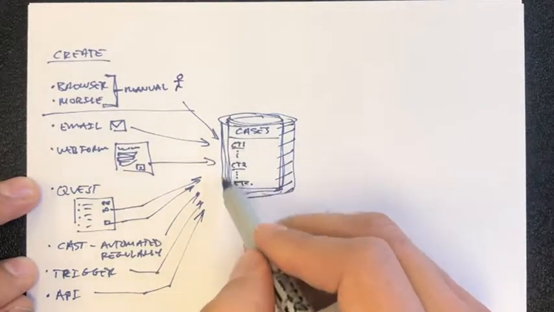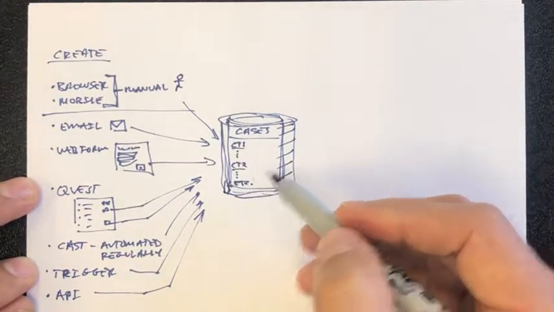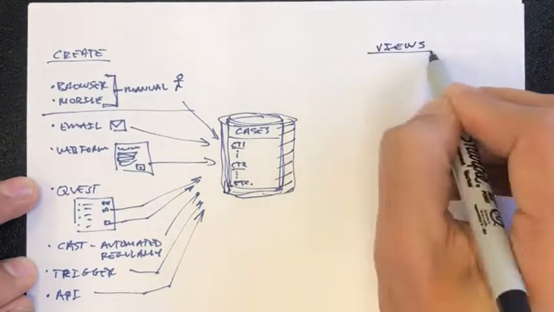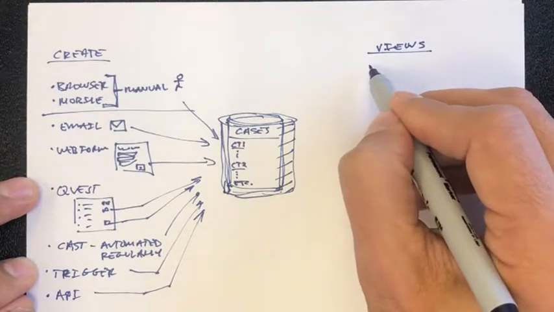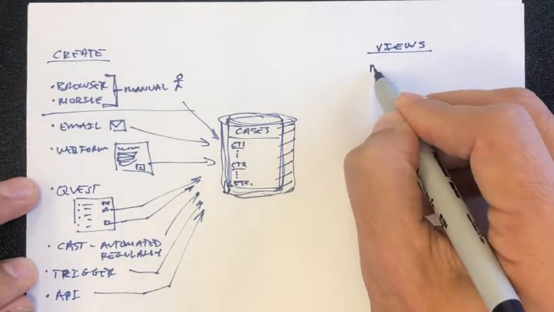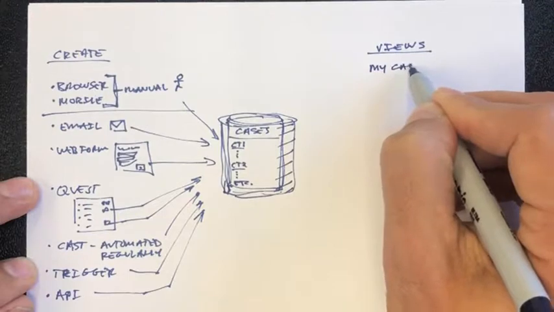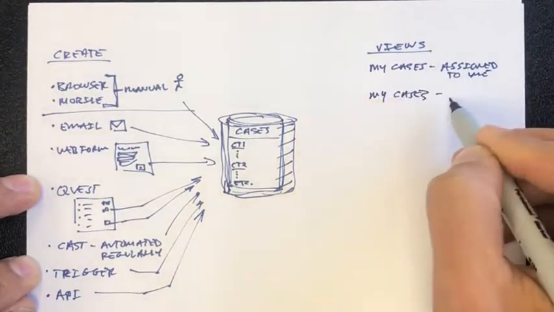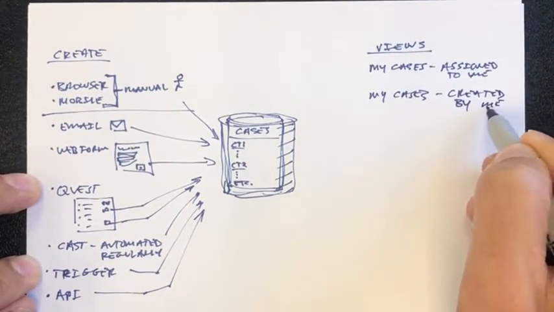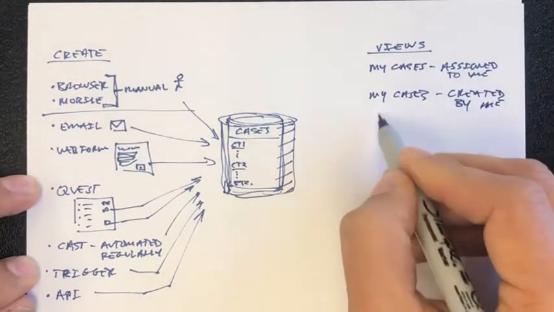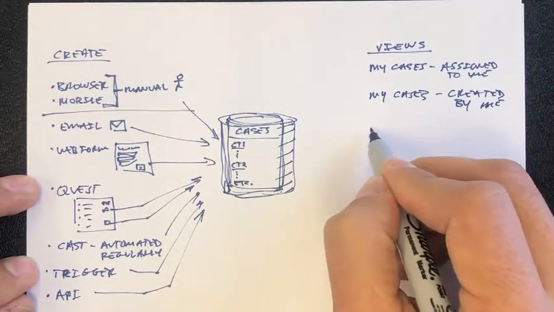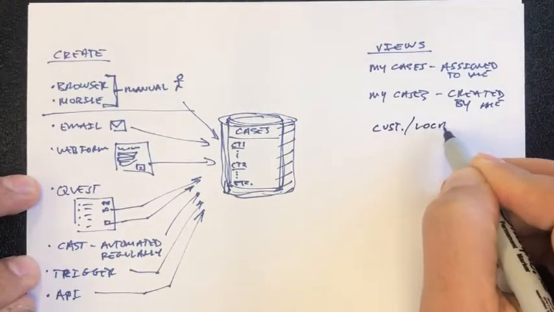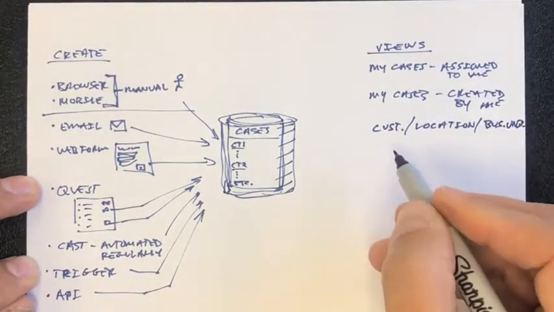Now, once they're in there, it's really interesting what we can do with them. Okay, we want to be able to look at these in lots of different ways and places. So first of all, sometimes we want to look at it along a certain type of metadata. For example, we might want to see my cases that are assigned to me. We might want to see my cases that are created by me. So this is everything you've asked somebody to do. We also might want to see it by a certain type of metadata, like, for example, cases associated with a customer or with a location or with a business unit, and so on and so forth.